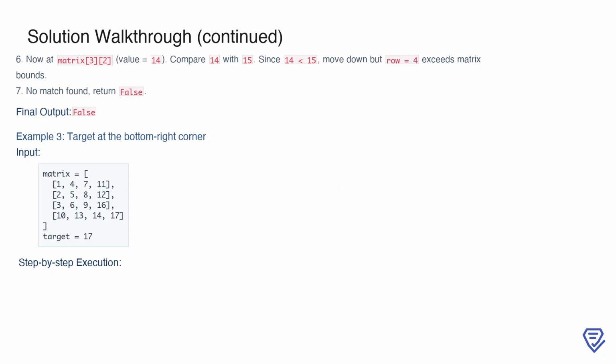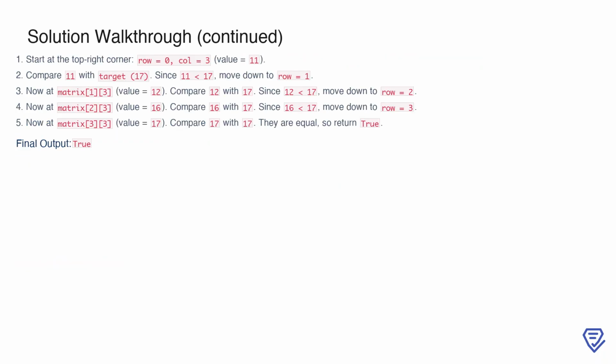Now, let's consider a third scenario where the target value is located at the bottom right corner of the matrix. The target here is 17. We will follow the same procedure to locate it. Starting at the top right corner, the value is 11 at row 0, column 3. Comparing 11 with 17, we see that 11 is less than 17, so we move down to row 1.